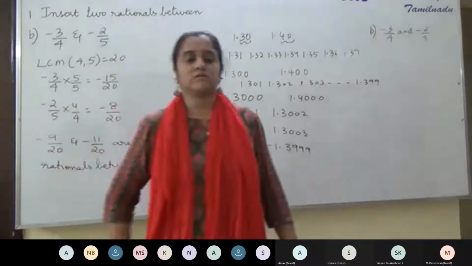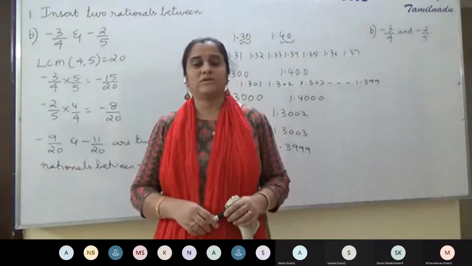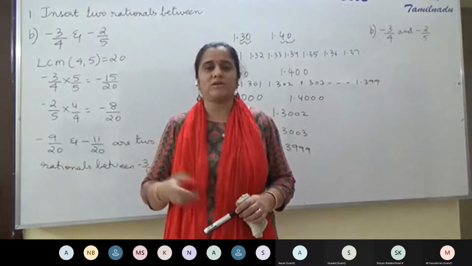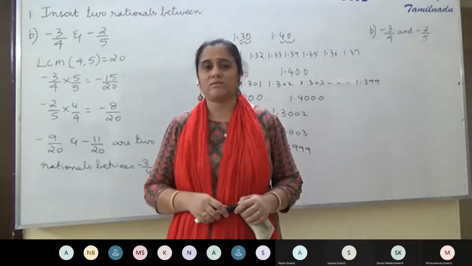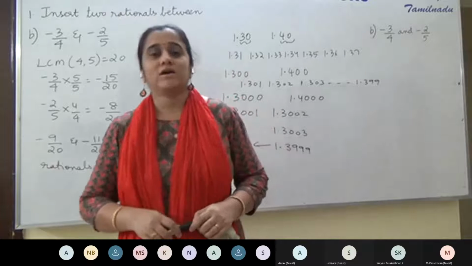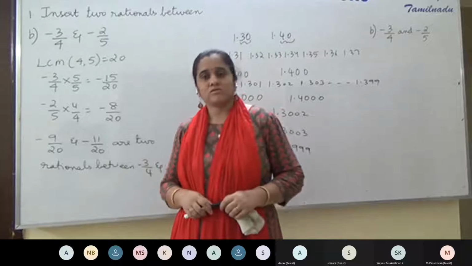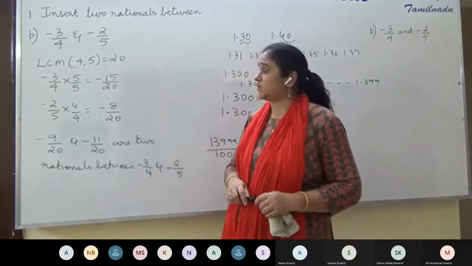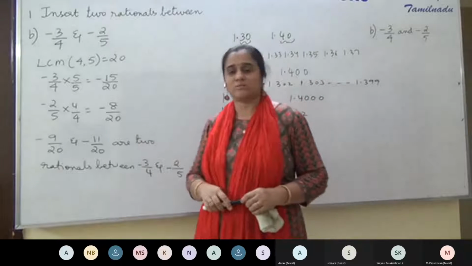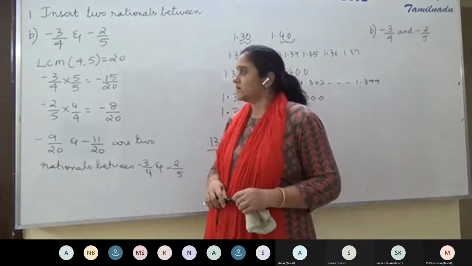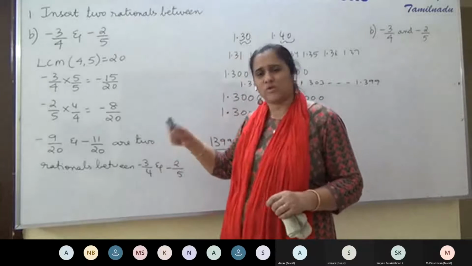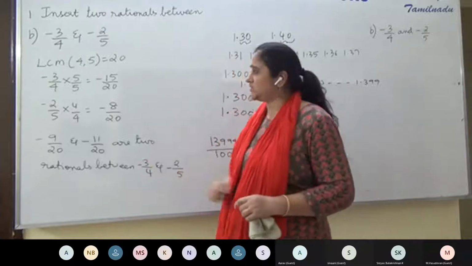So in the first one, we were given two decimal numbers, 1.3 and 1.4. Here we have fractions. We have to insert two rational numbers between minus 3 by 4 and minus 2 by 5. You can adopt this procedure here. I told you there are many ways.